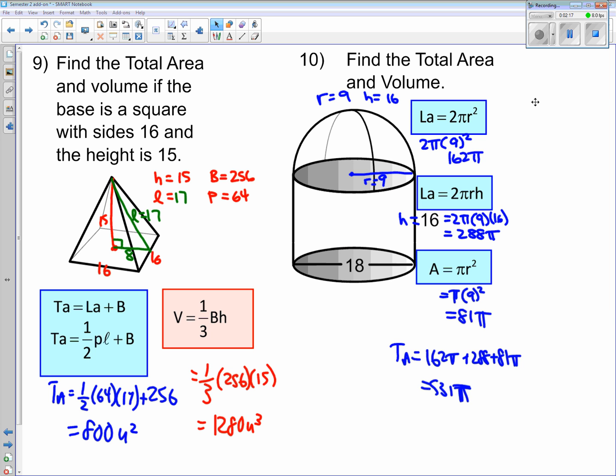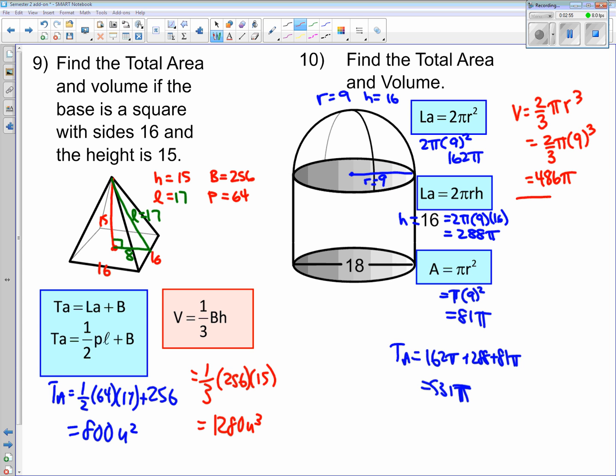As far as the volume goes, I'll use the formulas for volume. The volume for the hemisphere, it's half of the sphere, so that's going to be 2/3 pi r to the third. We already know that the radius is 9. So the volume of that dome, or the hemisphere, is going to be 486 pi.